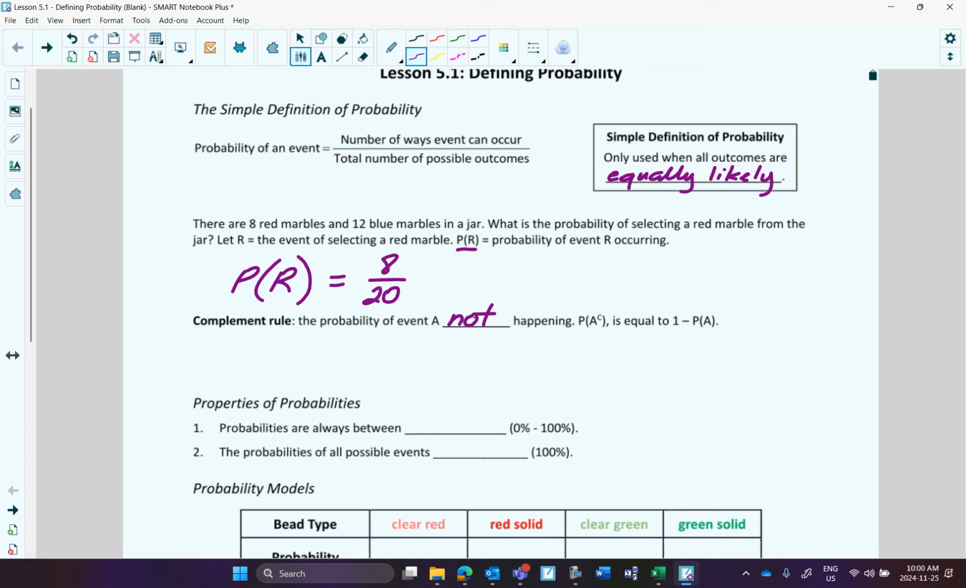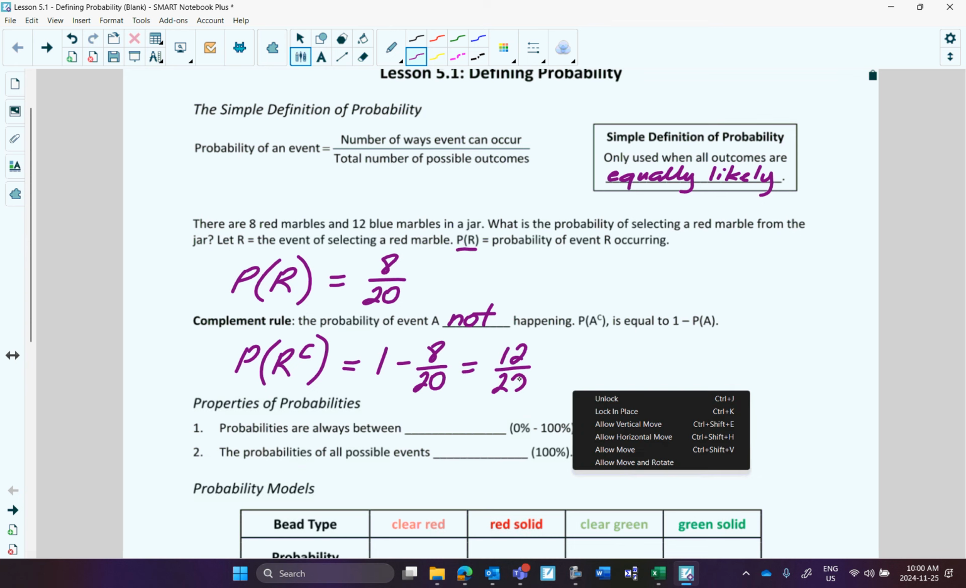So from the example above, the probability of a red not happening would be 1 minus 8/20, which is 12/20. You could, of course, just look at the question and say, well, there's 12 blue out of 20, so it's 12/20. So there are different ways to find it. Okay?